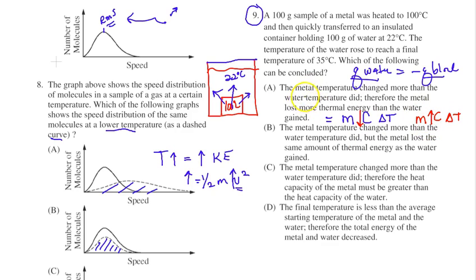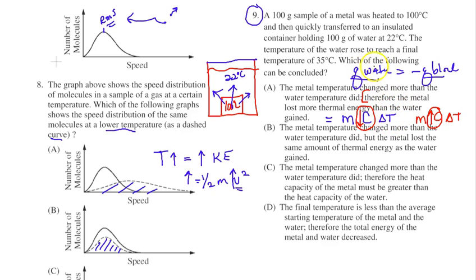Okay, so that statement here makes sense. Metal temperature changed more than the water temperature. Yes. Now this part, I'm not sure. Therefore, the metal lost more thermal energy. That's wrong. The Q's will be the same. It's the C's that are different. And because the C's are different, our temperature changes differ.